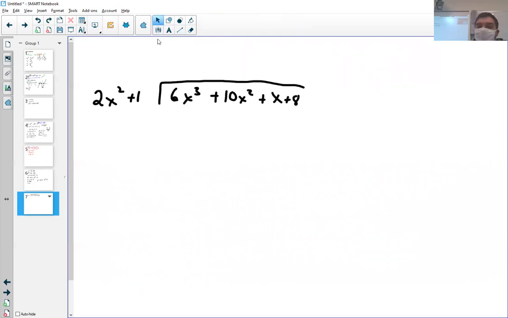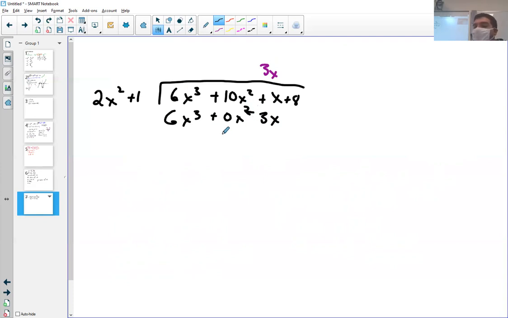The trick in this one is that it's x squared, right? So I need to make it match to x cubed. So I need a 3x. And usually you want to line them up. So I'm going to need 6x cubed, but this is 3x. So it should actually land here, which means you need a placeholder here, which is 0x squared. And then you would just do the math from there.